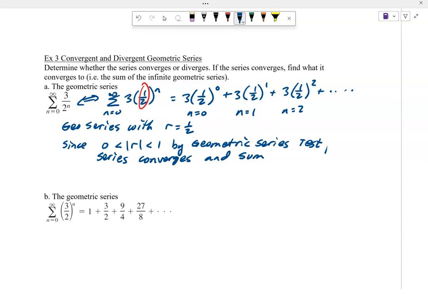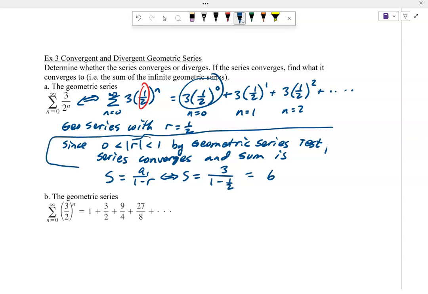And the sum is, now use the formula, the sum for a geometric series is a1 over 1 minus r. So let's go ahead and solve for the sum. It's the first term, 3 times 1/2 to the 0, so 3 times 1 is just a 3. First term over 1 minus the common ratio. So that ends up giving you 6. So by the geometric series test, since the absolute value of the common ratio is less than 1, it converges, sum is 6. Let's do another one here.